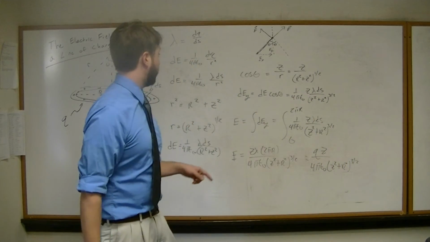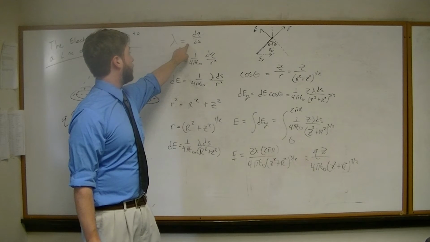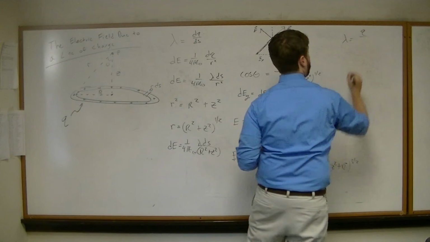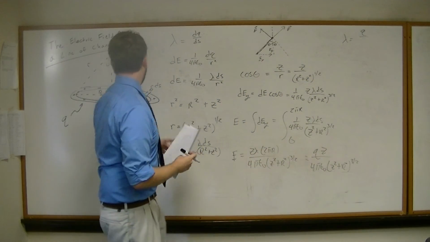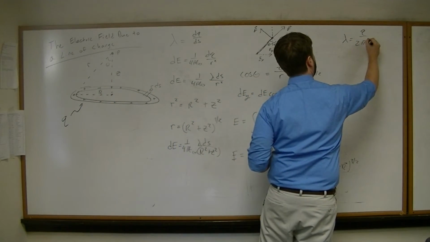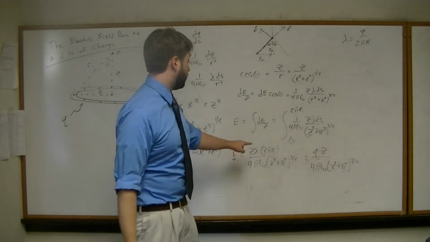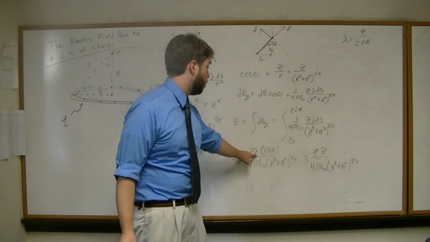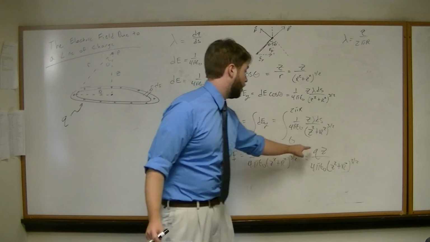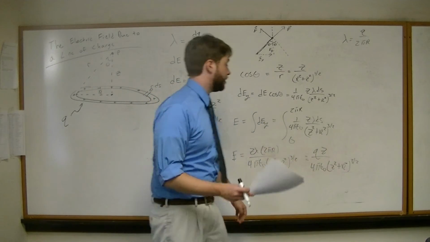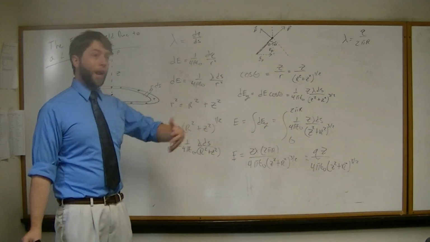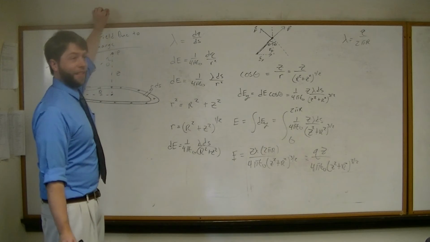Now notice what they did here. They went back up here and they said, okay, lambda is equal to the total charge over the total length. The total charge was Q. The total length of this whole thing is the circumference, 2 pi r. So then they replaced lambda down here with Q over 2 pi r. The 2 pi r's canceled out. So you were left with Q and z over 4 pi epsilon naught z squared plus r squared to the 3/2 power.